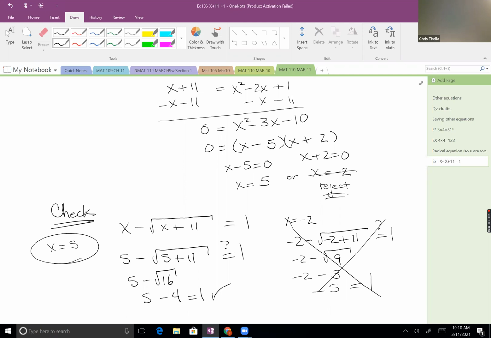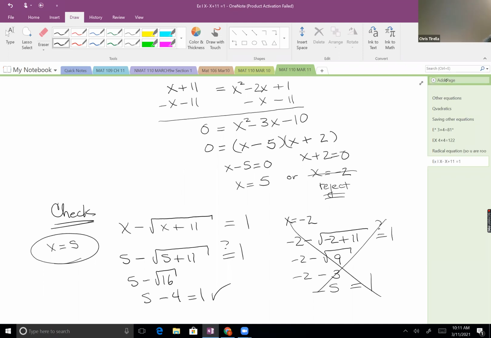And so if there's one radical, we want to get that radical alone and square both sides. Can we do this, folks? Any questions? Can you guys hear me? Loud and clear. Okay, all right.